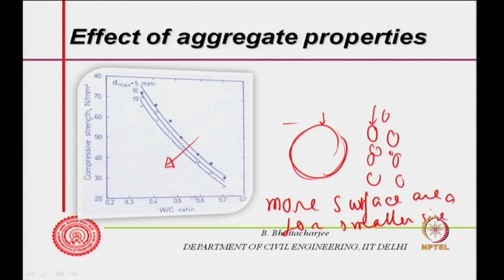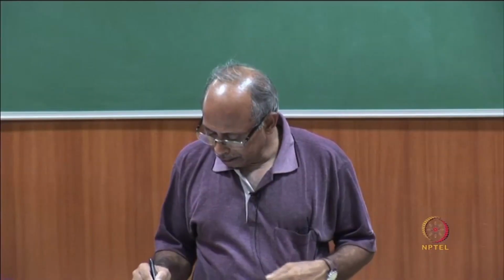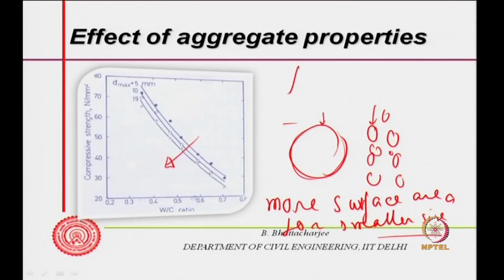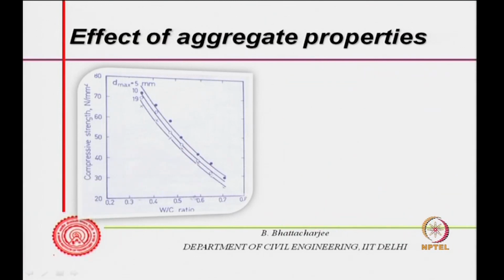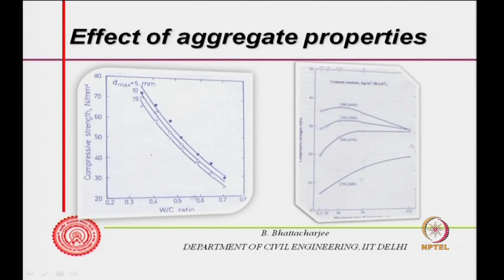Thus, as the size of the aggregate increases, strength can reduce. So, there is more surface area for smaller size; for the same force, the stress for larger size will be more. Therefore, size has a role: the larger the size, the lower the strength. So, this curve is lower, and it has been actually observed that MSA governs the strength.